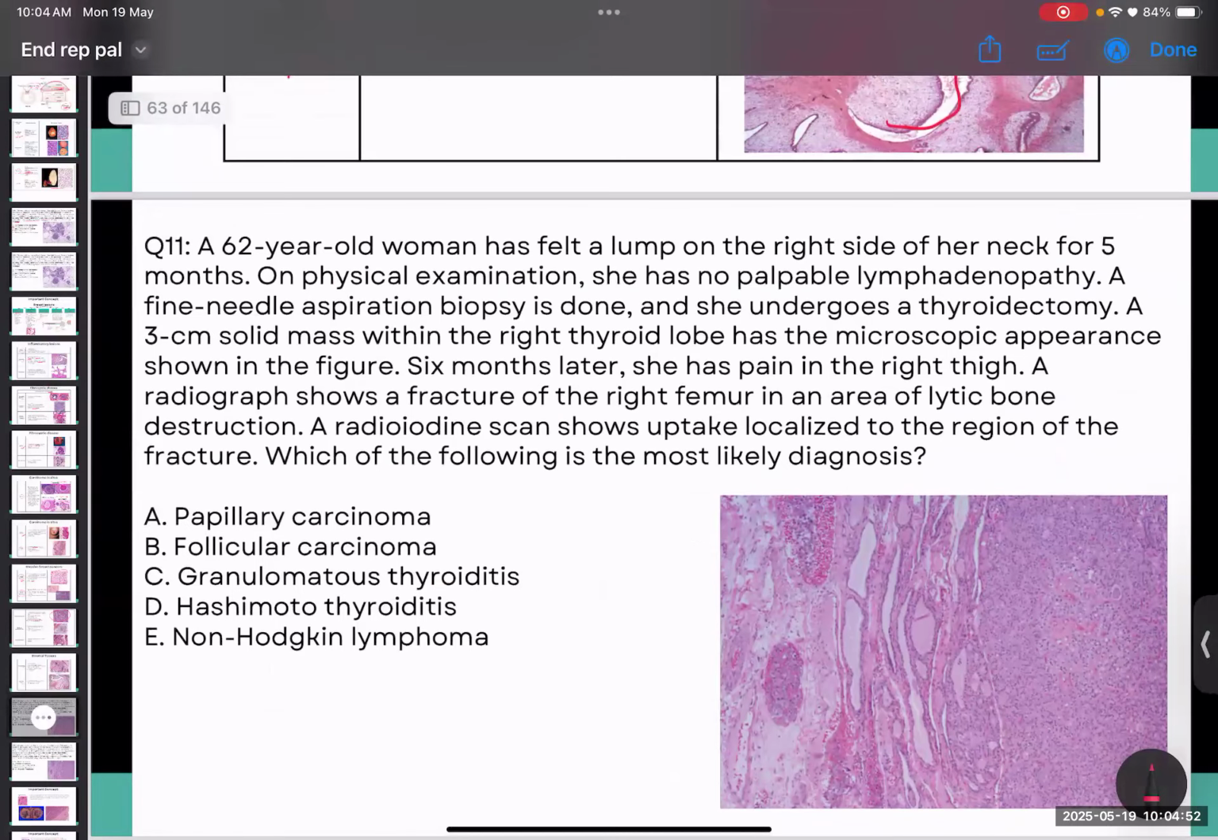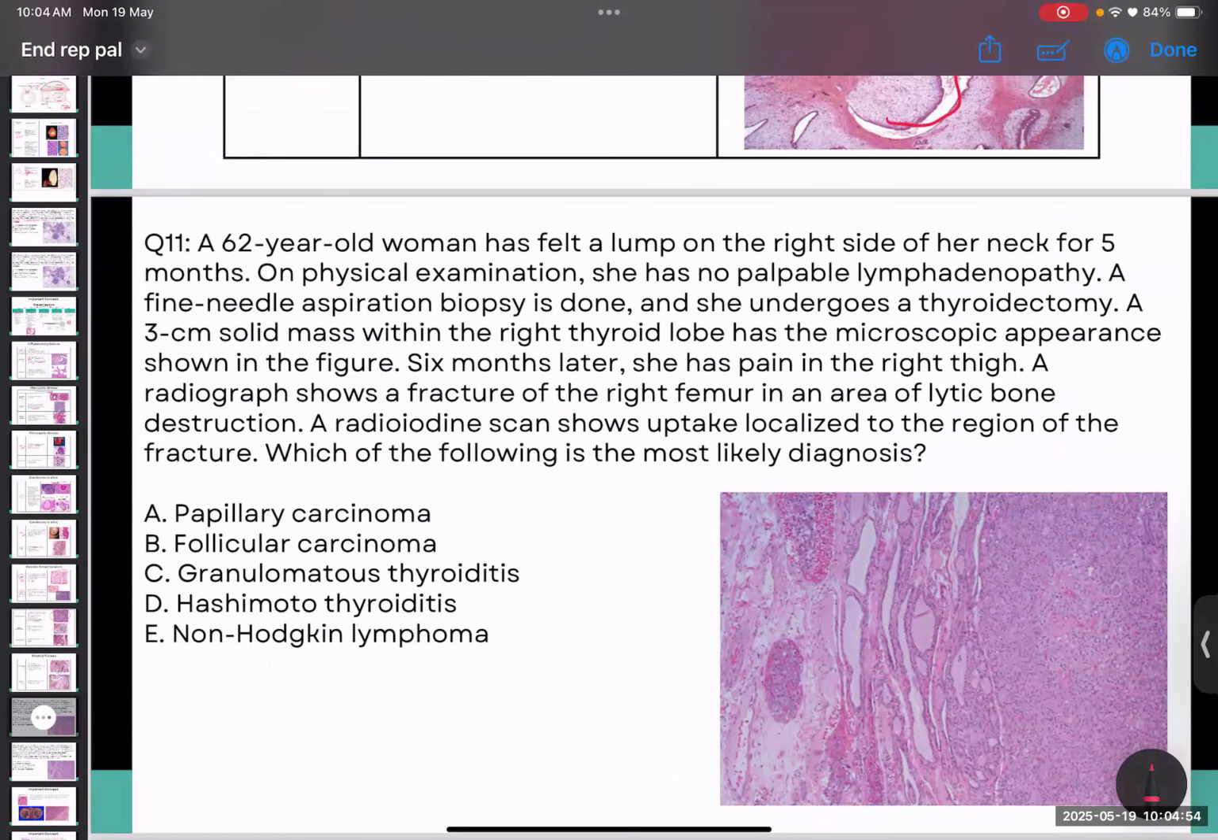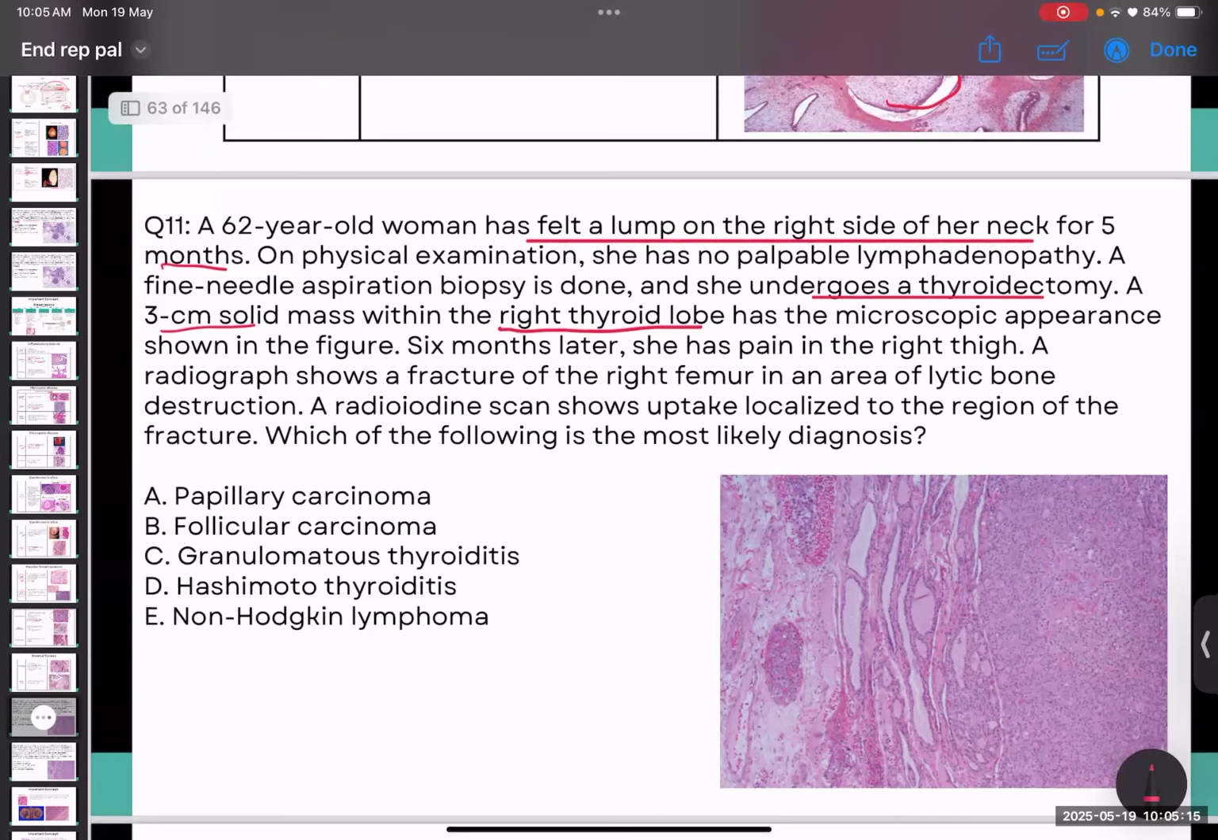Okay, now question number 11. We have a 62-year-old woman. She's felt a lump on her right side of the neck for 5 months. On physical exam, she has no palpable lymphadenopathy. A fine needle aspiration is done and she undergoes a thyroidectomy. So she has a 3 centimeter solid mass within the right thyroid lobe, and this is the histopath that's shown.